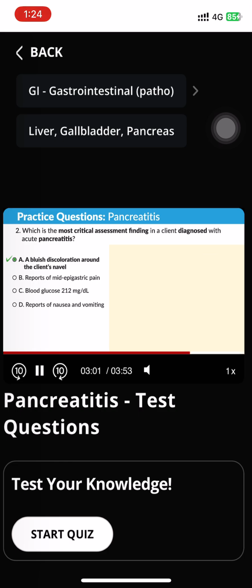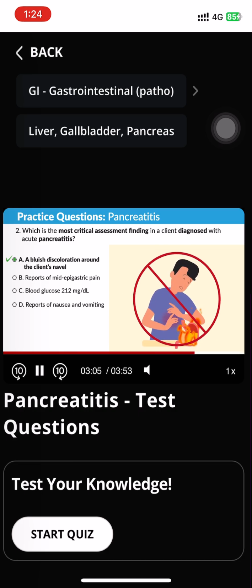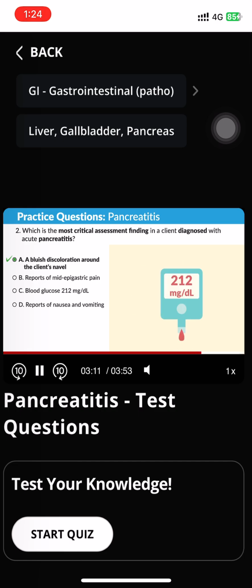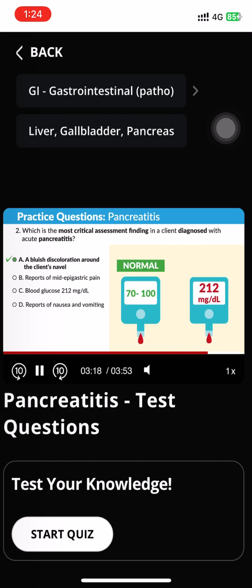Now, option B is incorrect. Reports of mid-epigastric pain. No, this is incorrect because it's common and to be expected with pancreatitis. And option C is also incorrect. A blood glucose of 212. Now, this is technically elevated since normal glucose is 70 to 110, but this will not kill the client.